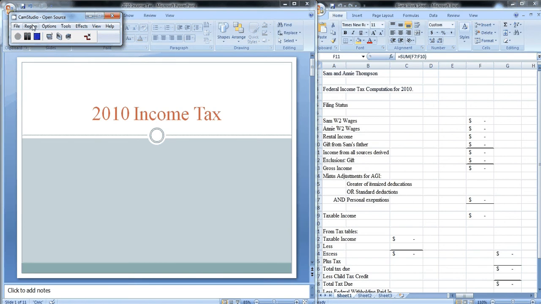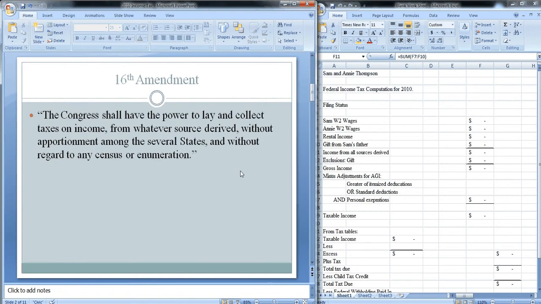Today I will show you how to complete a simple tax return. There are several tax rules that you must learn first. I am going to show you some of these rules, but due to time, I will not be able to go in depth on the tax rules. Here is the 16th Amendment.